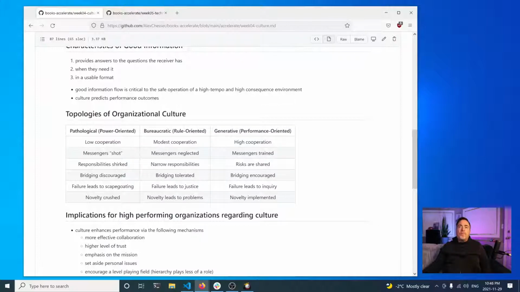So we have, what's this? 1, 2, 3, 4, 5, 6 axes. Six axes in a pathological, bureaucratic, or generative organization. We've got a cooperation axis, low, medium, high. What happens to somebody delivering bad news? Messengers are ignored in the bureaucratic. They're shot or berated in the power-oriented and pathological organizations.